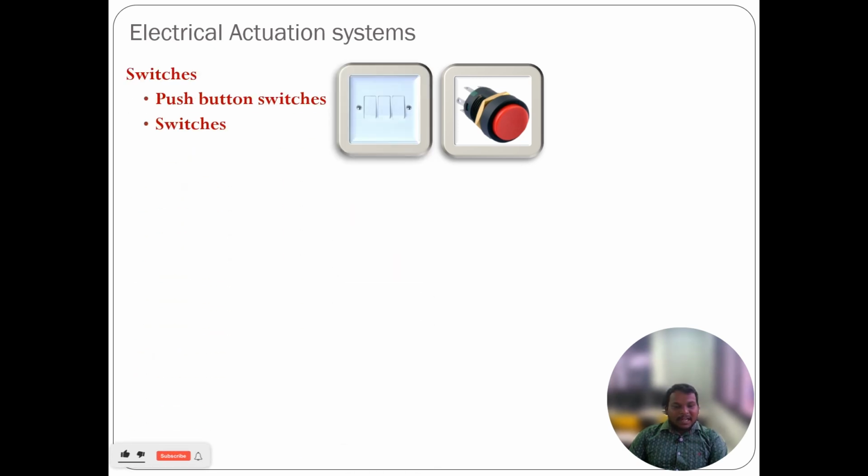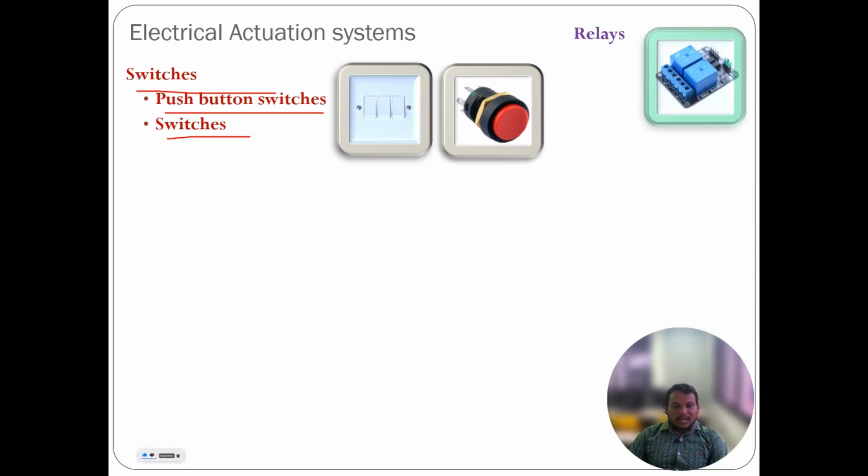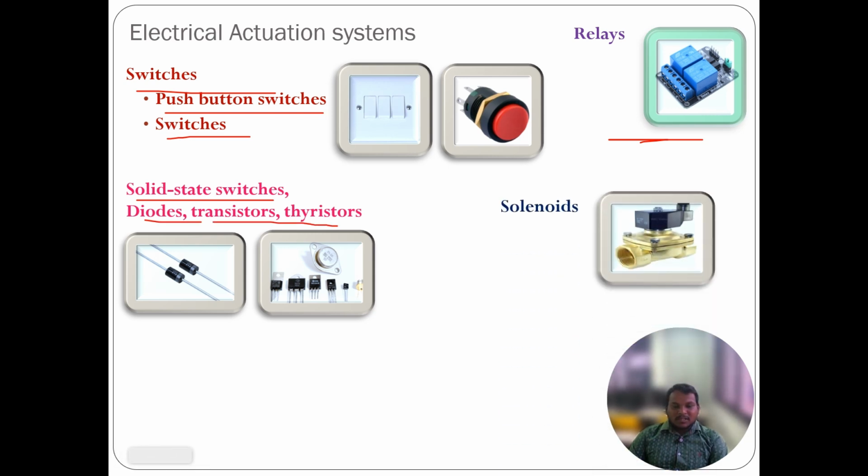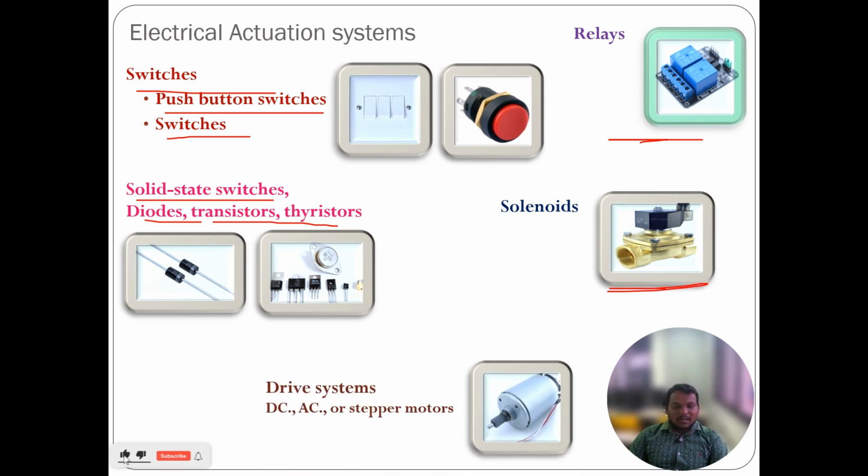What are the electrical actuators? Push button switches, which means push buttons and switches, relays, solid state switches, diodes, transistors, resistors, and solenoids. Drive systems: AC or DC motors and stepper motors.